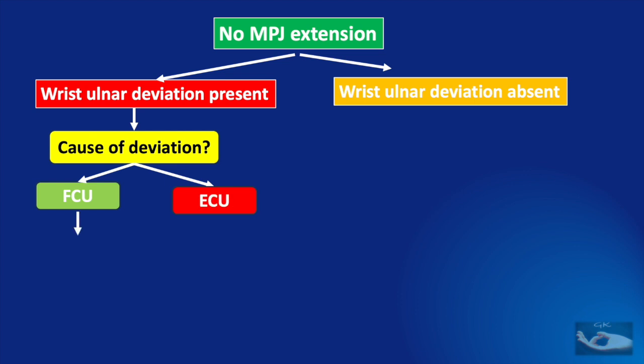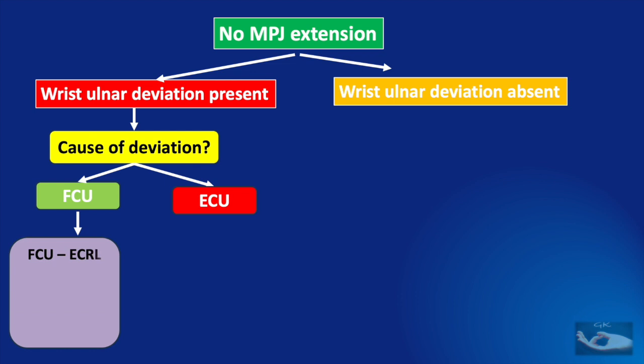If flexor carpi ulnaris is the cause, we can do a flexor carpi ulnaris to extensor carpi radialis longus transfer to provide wrist extension. Flexor digitorum superficialis of the little finger can be transferred to the extensor pollicis longus and the extensor digitorum communis of the index finger to provide extension at the index and thumb, and flexor digitorum superficialis of the ring finger can be split and transferred to the extensor digitorum communis of the middle, ring and little fingers to provide extension of the metacarpophalangeal joints of those fingers.